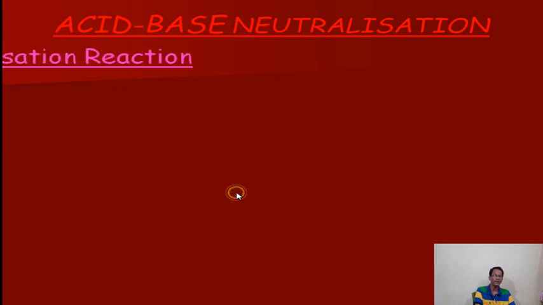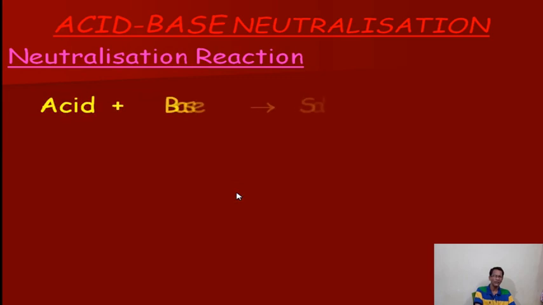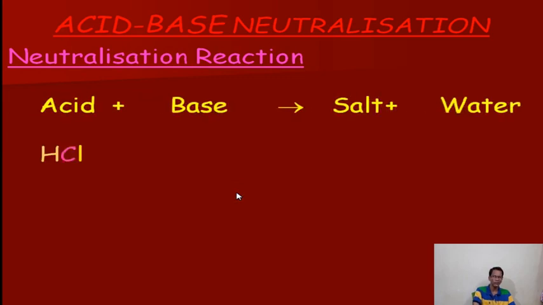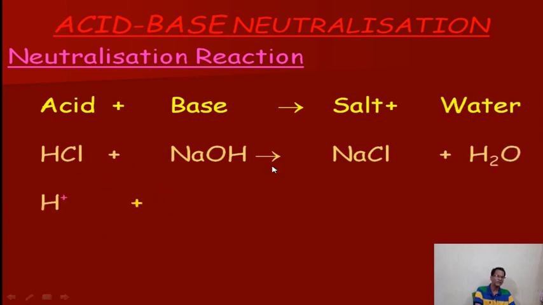But one thing: acid and base neutralize each other. In the reaction between acid and base, acid reacts with base forming salt and water. Here hydrochloric acid reacts with sodium hydroxide forming salt and water. This is the common reaction between acid and base. Here acid has H plus ion, base has OH minus ion, forming water. This is the main reaction of neutralization: the H plus ion of acid and OH minus of base combine to form water.